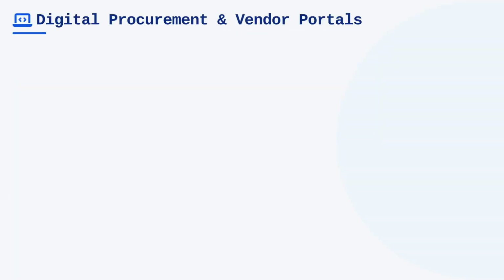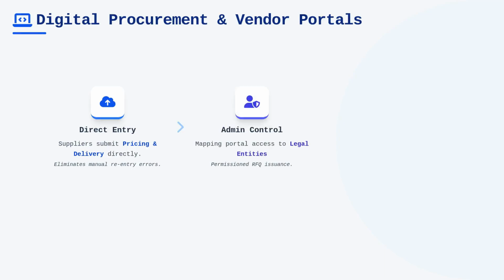A significant advantage of digital procurement is the integration with the vendor collaboration portal, which changes the dynamic of data entry. Rather than manual reentry of vendor responses, which is prone to human error, the portal allows suppliers to submit their pricing and delivery information directly into the system. This electronic submission is essential for maintaining data integrity and reducing the lead time associated with the procurement cycle. From an administrative perspective, you are responsible for ensuring that the vendor's portal access is correctly mapped to the legal entities that have permission to issue RFQs.